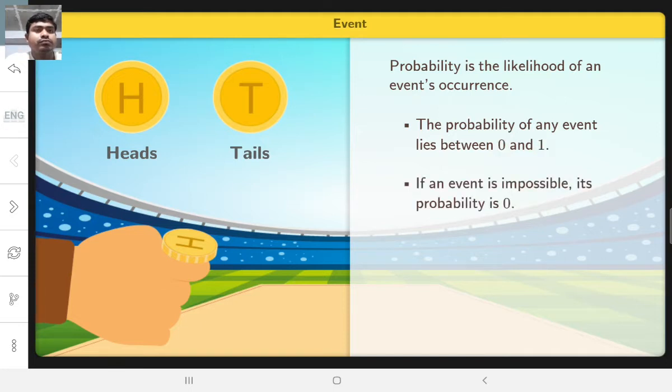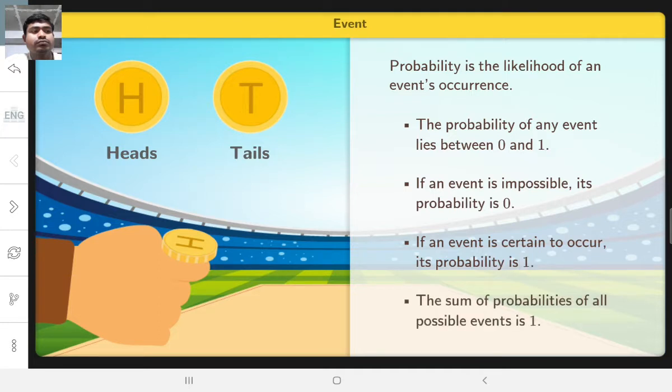If an event is impossible, that is, will never occur, its probability is 0. If an event is certain to occur, its probability is 1. The sum of probabilities of all possible events is 1.